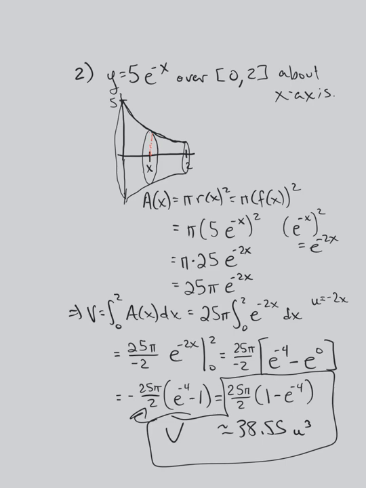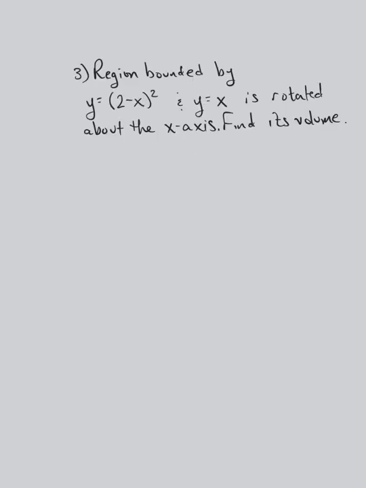All right, so it seems pretty basic once you see the basic steps, but they get more complicated. And so let's look at some examples of that. So let's look at a situation where we have a region bounded by two curves. We have a region bounded by y equals 2 minus x quantity squared and y equals x. And we're going to rotate that about the x-axis. All right, and then we're going to find its volume.